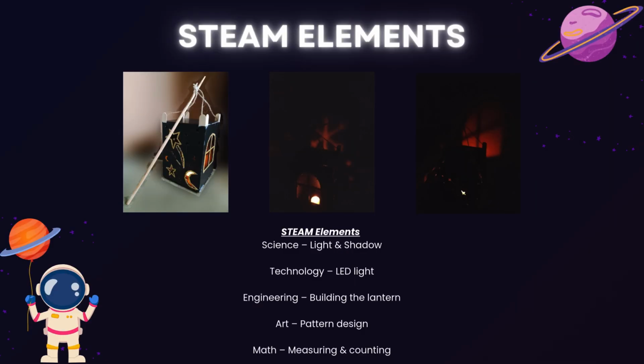This activity includes all the STEAM components. Science: children learn how light creates shadows and how distance affects shadow size. Second, technology. We use an LED light as a safe light source. Next, engineering. Children build this structure by assembling the cardboard into a tall lantern shape.